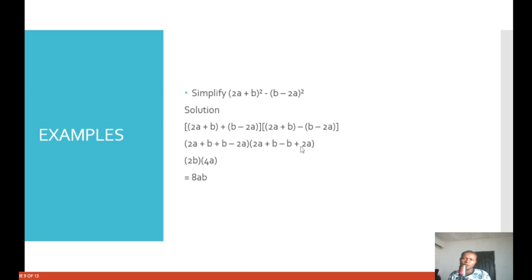Obviously what is in the middle changes to positive. So when we have 2a minus 2a, they cancel out, because 2a minus 2a gives us 0, and we have b plus b to give us 2b. The same thing is done here, so b cancels out, and we have 2a plus 2a. So when we take the multiplication, we are going to have 8ab. You can see that this makes our simplification very simple and easy for us to learn.